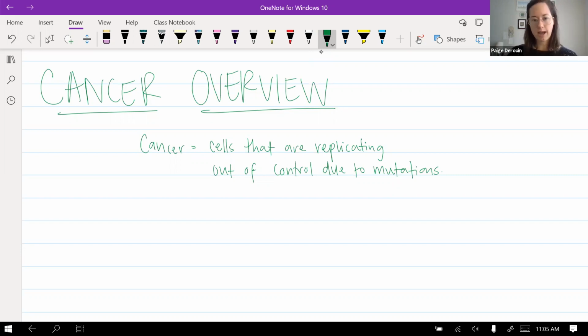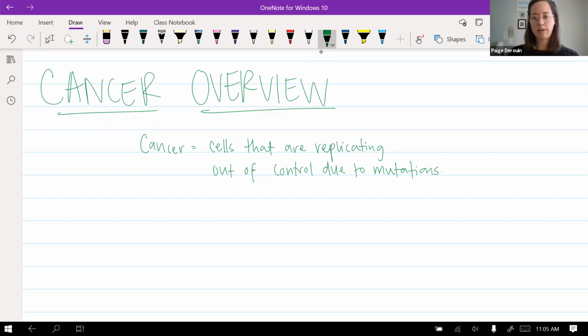Every person who has cancer, their cancer is different from every other person who has cancer, even if they both have pancreatic cancer. The first person has different mutations that led to that than the second person does. So that's what makes cancer really, really hard to treat, is that the mutations that led to it are different.